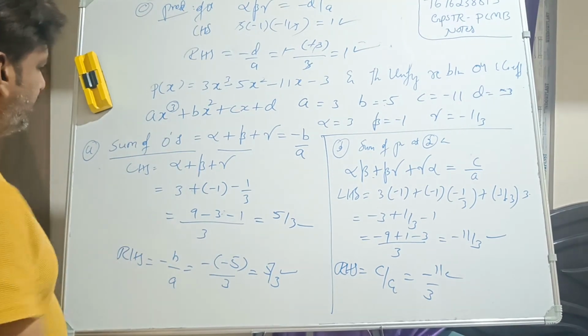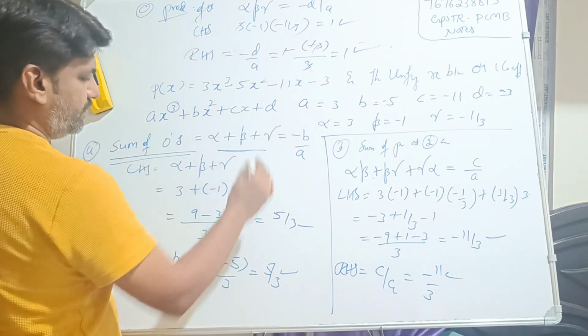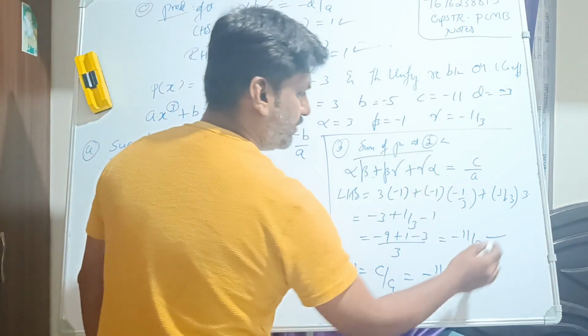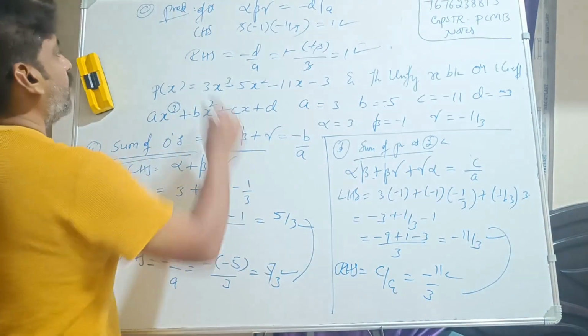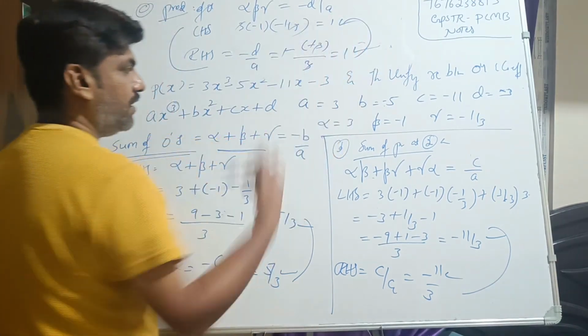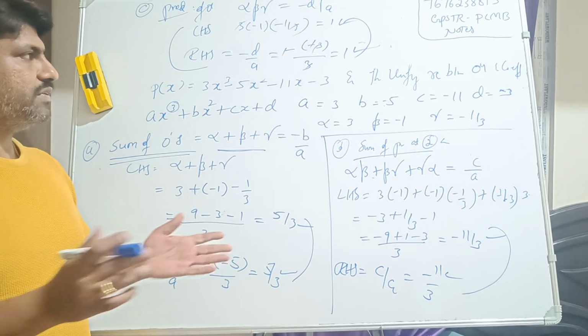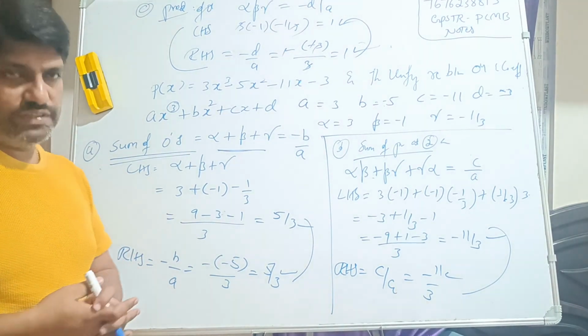So if we take the sum of zeros with the coefficients, LHS and RHS are equal. Sum 2 at a time, LHS and RHS are equal. Product, LHS and RHS are equal. So this is how we can solve the problem if there is a relationship between zeros and the coefficients, as well as finding the zeros in the cubic part.